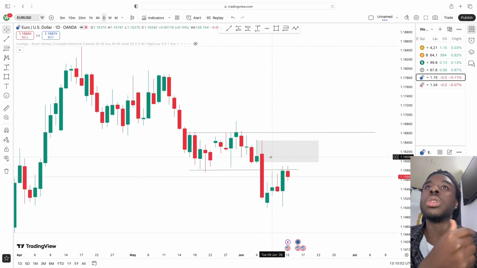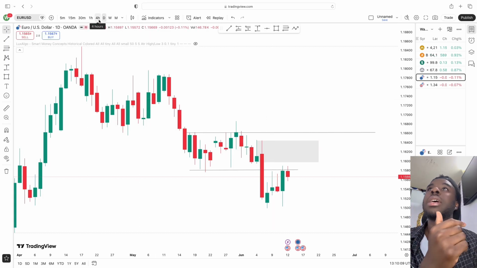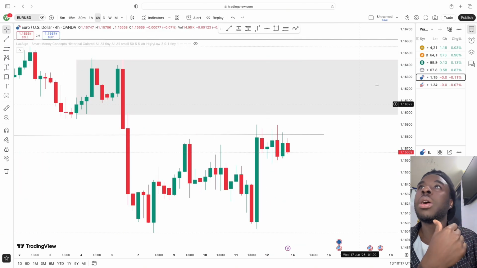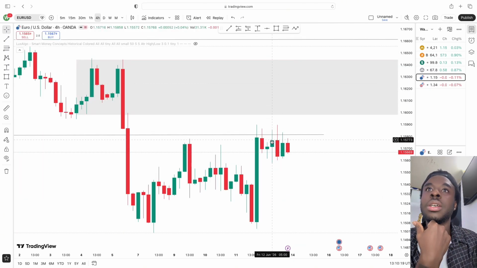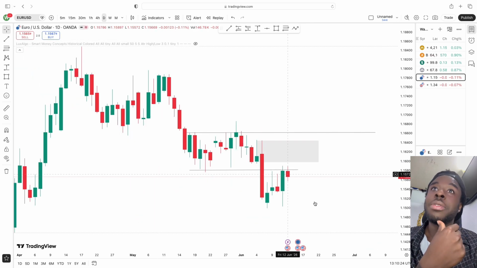Like I said, I don't want to take any entry on the daily time frame because it's too early, or on the higher time frame. So I want to go to the 4-hour time frame to find inner entries, internal structures, to get a sniper entry. Like you can see, this is the 4-hour time frame.